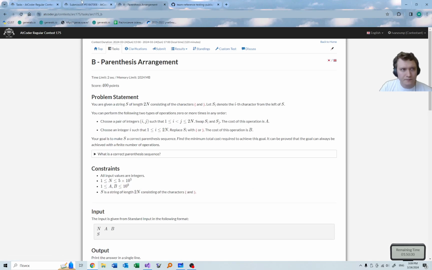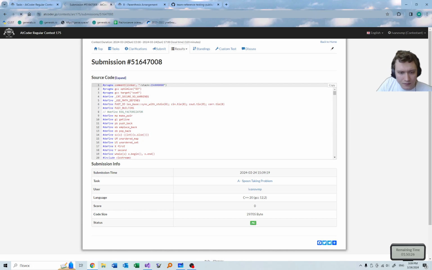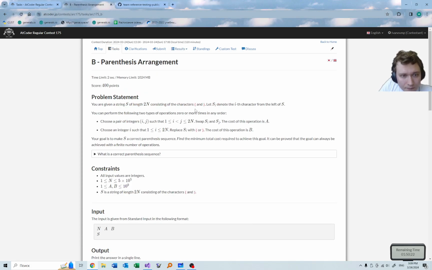And we can solve problem B. We're given a string s of length 2n of two types of parentheses. We can perform the following two types of operations in any order, any number of times. Choose a pair of integers and swap two parentheses. Or choose an integer and change one parenthesis. We want to make a correct parenthesis sequence. It can be proved that the goal can always be achieved with a finite number of operations.